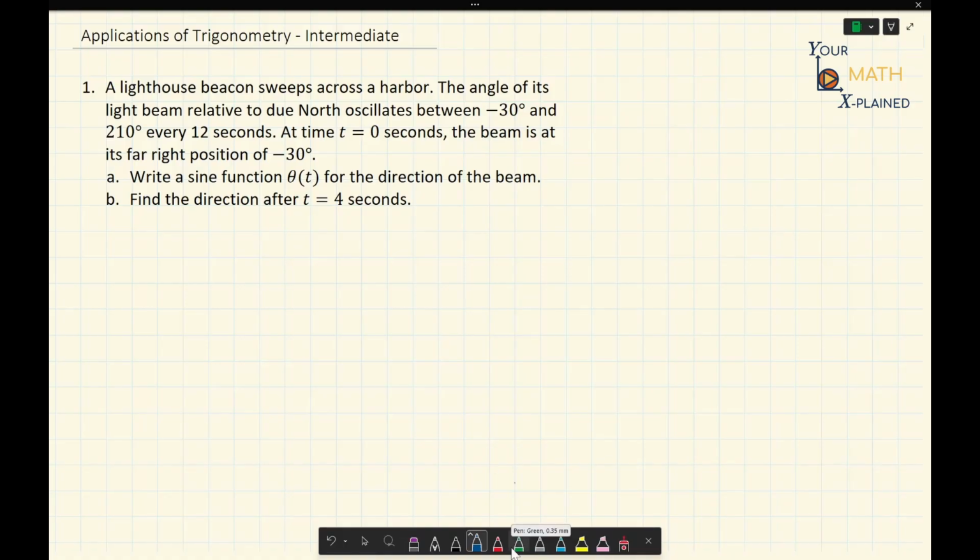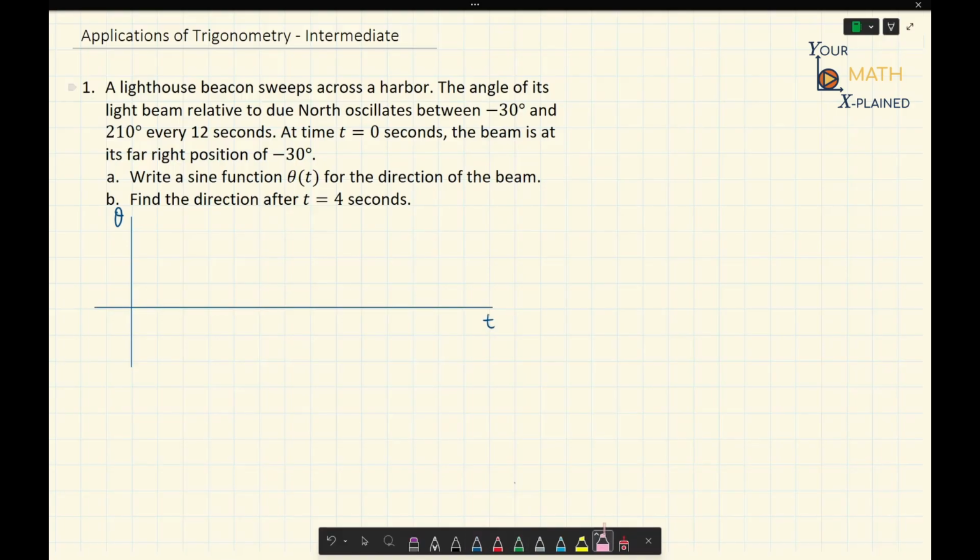For our first problem, we want to model the angle of a lighthouse beacon with respect to time. So just like what we did in the last video, before jumping straight into writing down the function, we want to first draw a diagram so that we can see what's happening. So we're going to have our vertical axis, and this is going to be our theta. And then we have our horizontal axis, which is going to be time.